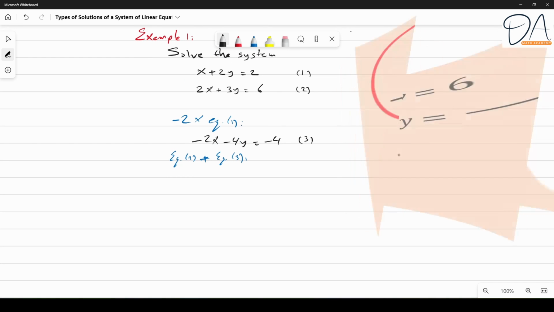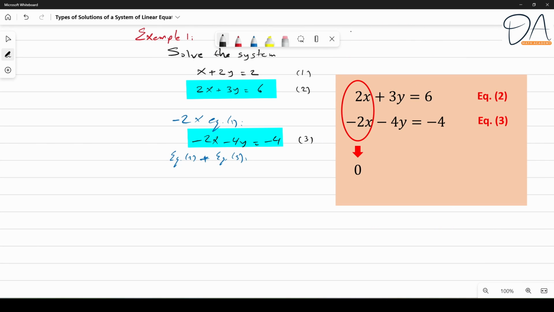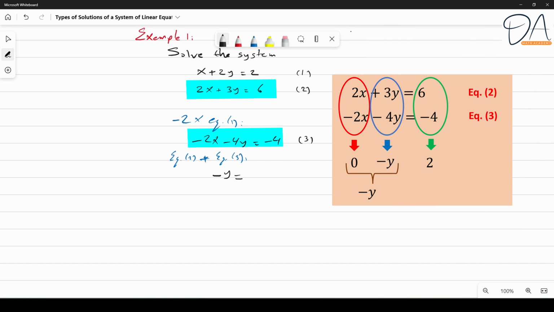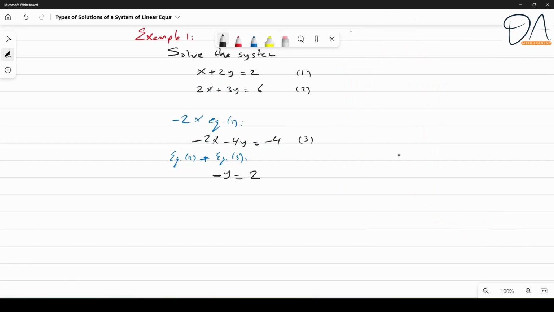Okay, so 2x and minus 2x cancel out, and then you get 3y plus minus 4y, and that gives you minus y equal to 6 plus minus 4, or 6 minus 4, in other words, 2. So to get y, we simply multiply both sides by minus 1. So we get y equal to minus 2.